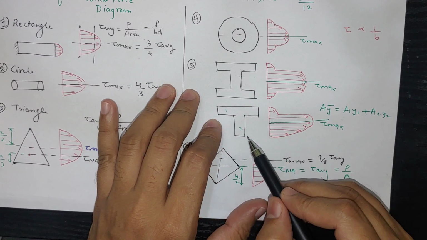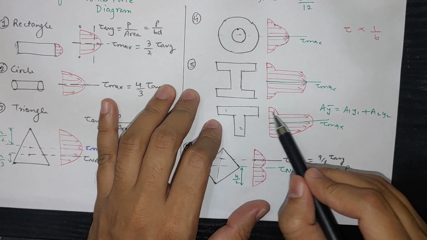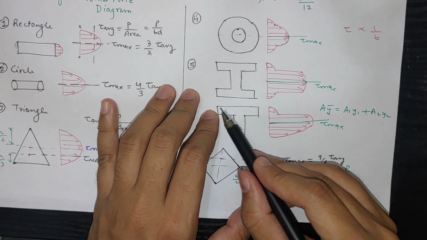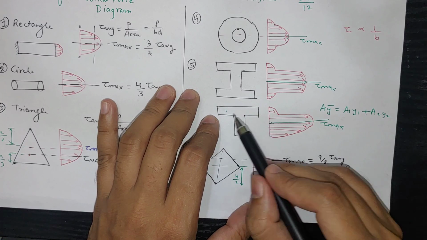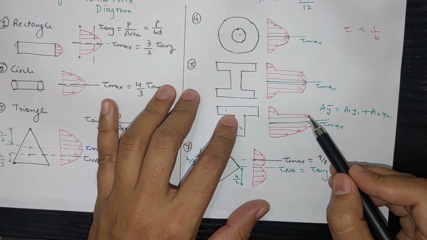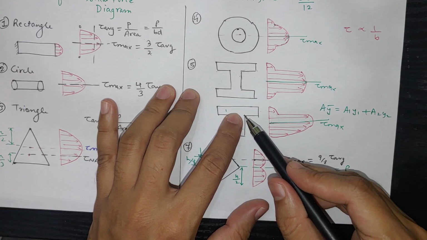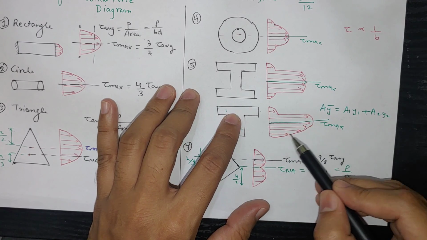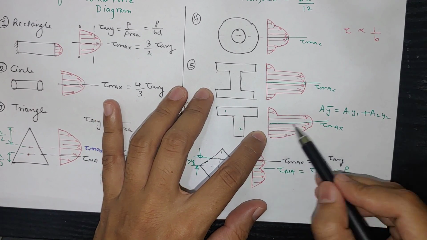Similarly, in the T cross section, on one side we are getting this lesser value, because we have a much higher width. A sudden jump is there, so there is a sudden increase in the shear stress, and it will be zero continuously till this point. So in between there will be some maximum value.